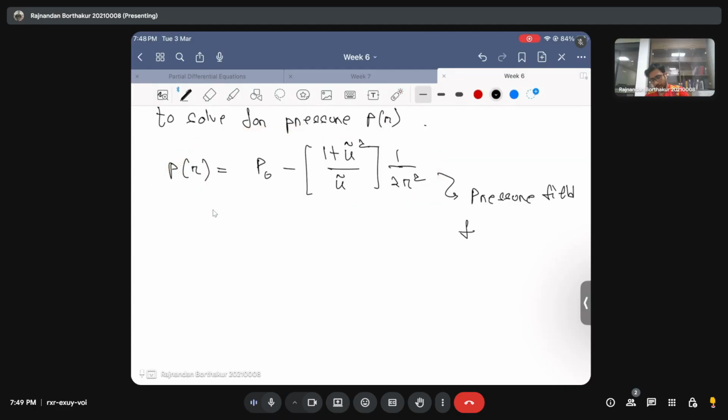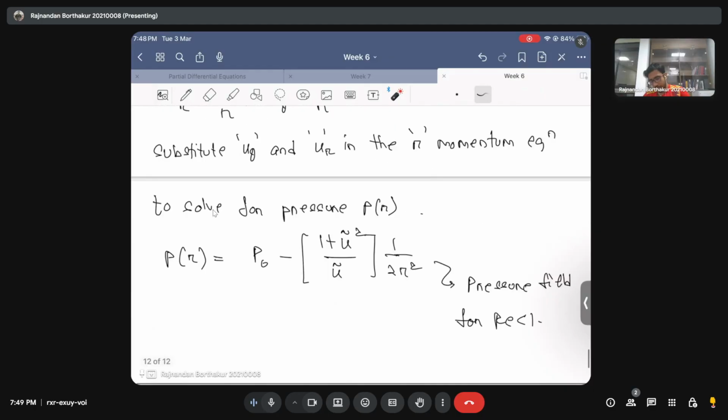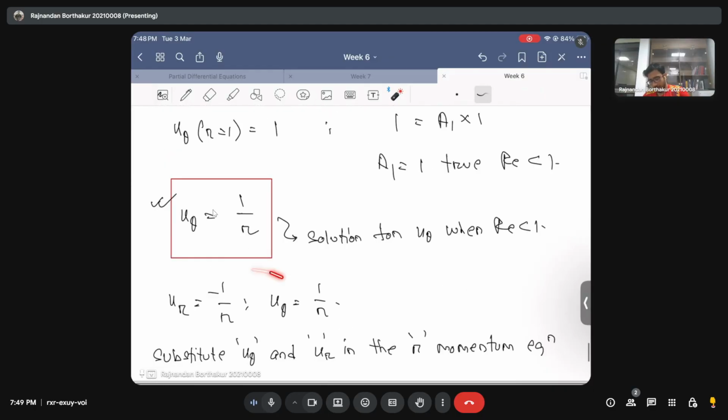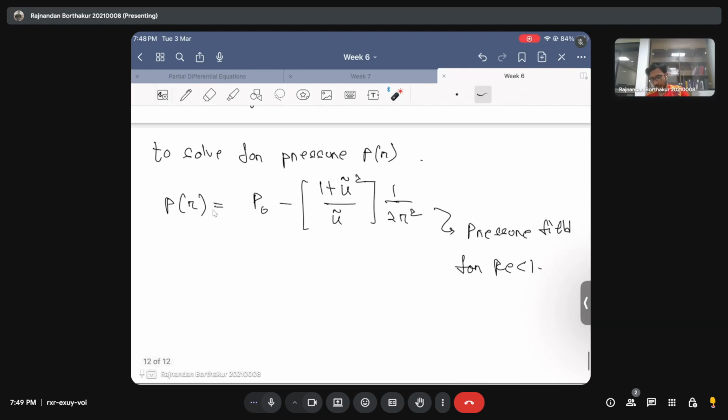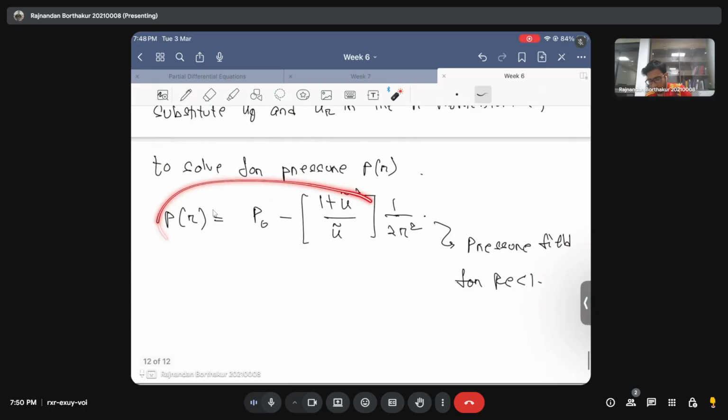Again, this is true for Reynolds number less than 1, because of the fact that we are using these two forms of the velocity field. Okay, so that's your pressure field, and that is your velocity field for this problem. I believe this is okay, and those of you who have tried, please match your answers. For Reynolds number less than 1, you should get your velocity field like this. For pressure, you should get your pressure field as this.